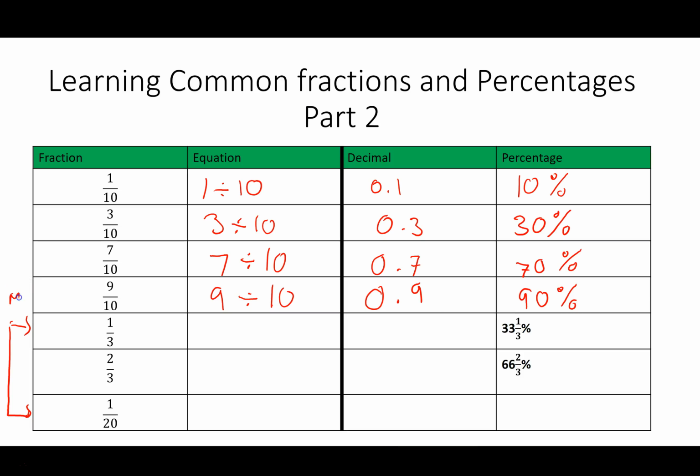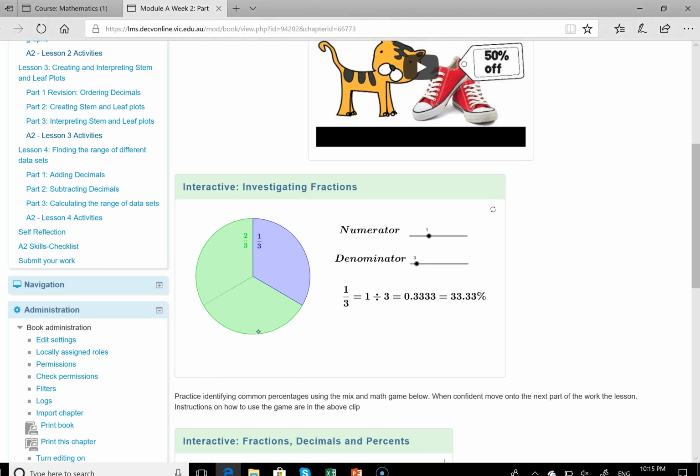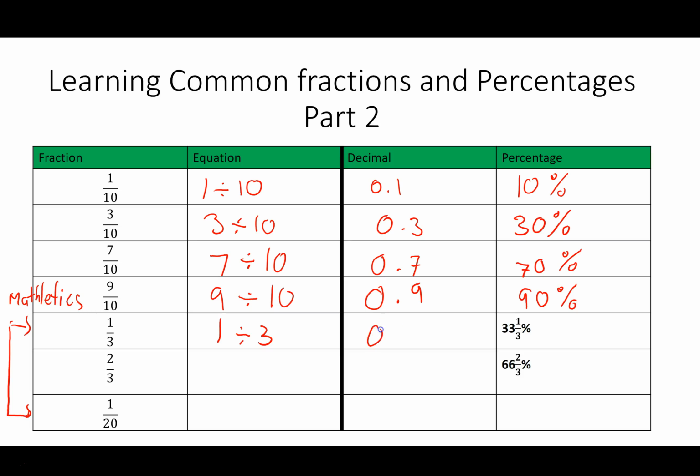Math note, so Mathletics. Okay, so using the app, we've got 1/3. The equation is still 1 divided by 3. And if we go Alt Tab, the denominator, so the bottom number is 3, the numerator is 1. We've got 0.33 reoccurring, so 0.333, and the percentage on the app is 33.33%.